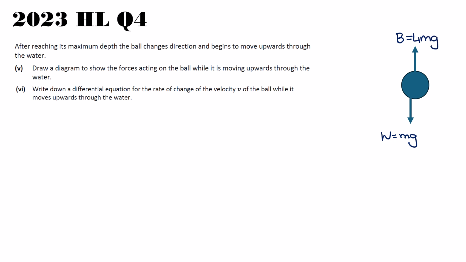Now, the difference is this time we're moving upwards through the water. So when I put in my arrow with an A, what I'm really saying is that's my direction of motion. So that A may be positive, it may be negative, but that's my direction of motion. And putting that in really helps to make sense of our F equals ma, which are positive, which are negative, and so on.